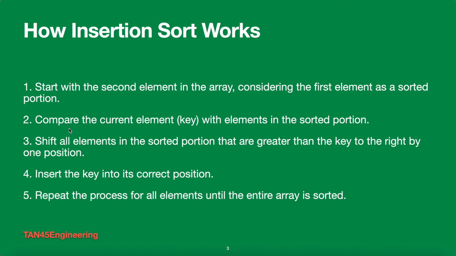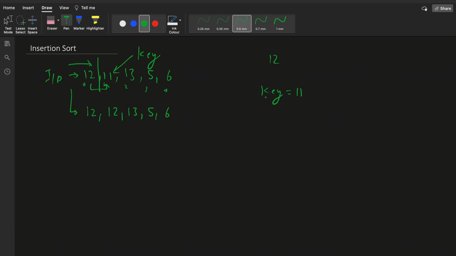Shift all elements in the sorted portion that are greater than the key to the right by one position. Insert the key into its correct position. Now we have the key, that is 11. We need to insert it into its correct position, that is here. So the key will get inserted here: 11, 12, 13, 5, 6.